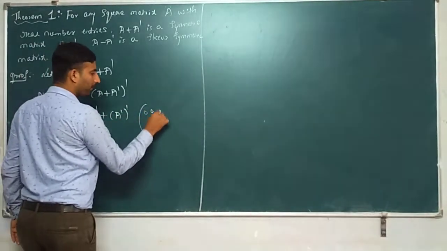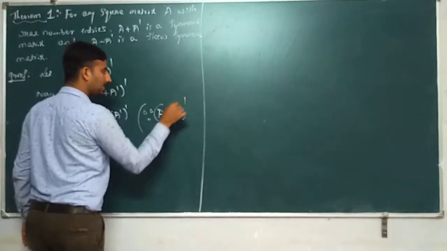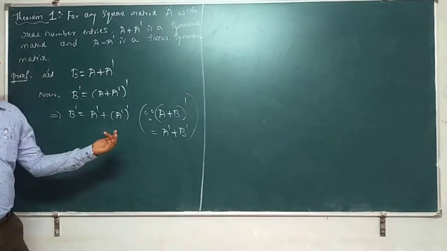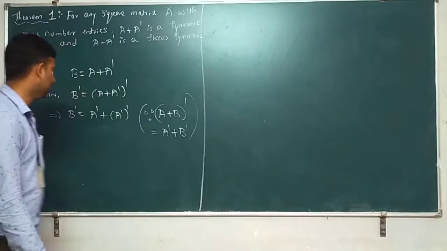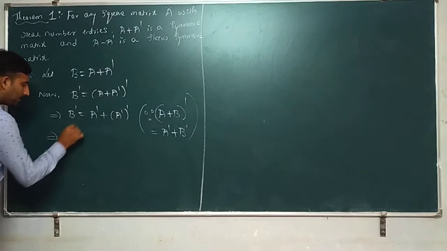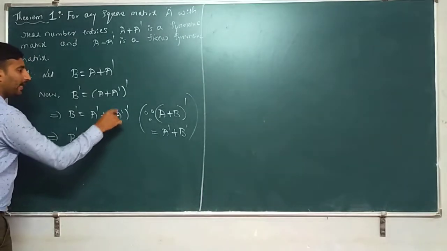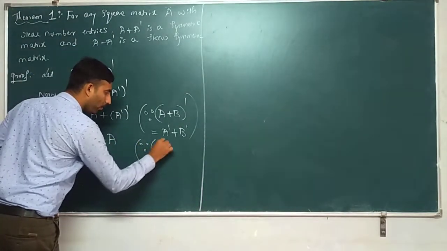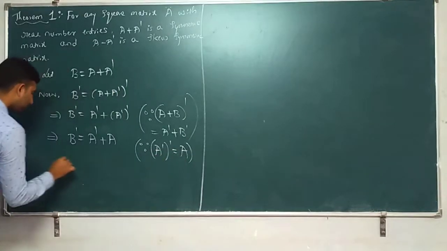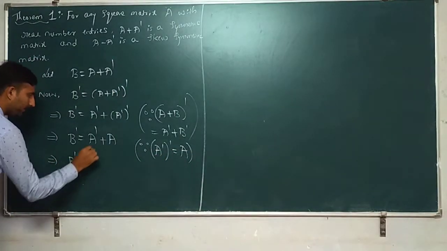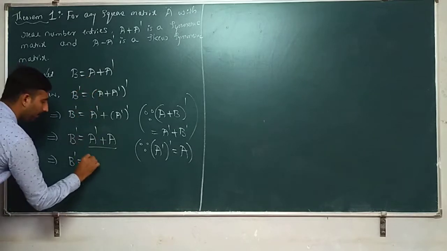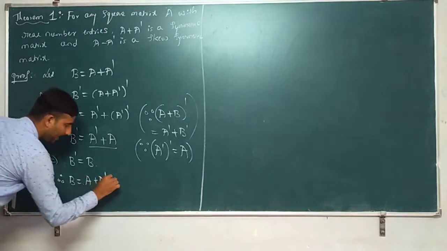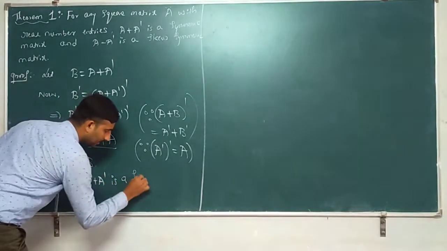Why? Because (A plus B) whole dash is nothing but A dash plus B dash, which is a property of transpose of matrices. Correct? Which implies B dash is equal to A dash plus (A dash) whole dash, and (A dash) whole dash is nothing but A. Correct? Therefore B dash is A plus A dash, which is nothing but B.